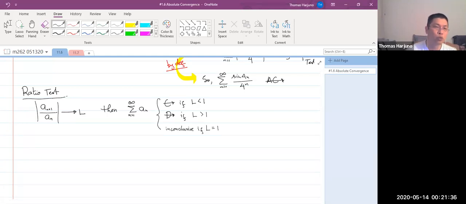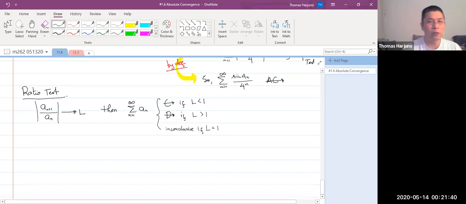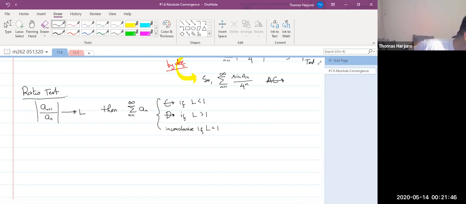Now suppose the ratio is convergent to L. What happens if it doesn't converge to anything, Thomas? Then you cannot use this test, of course, right? If it's not convergent. Now, we may say it converges to infinity, but infinity is greater than 1, therefore it's divergent.